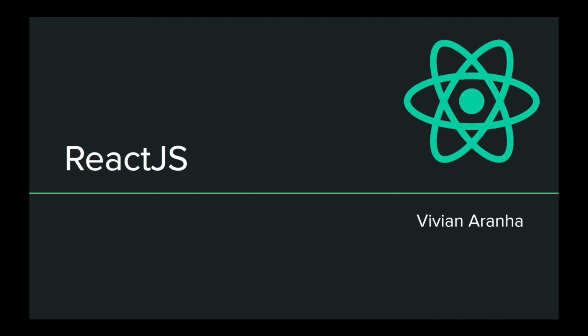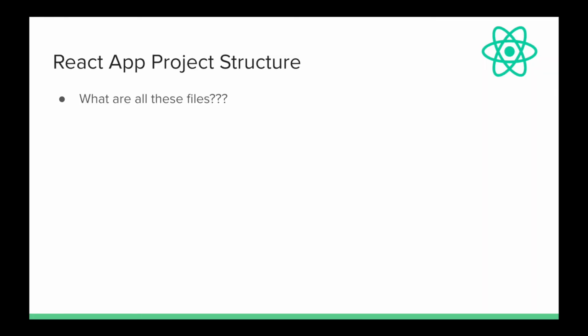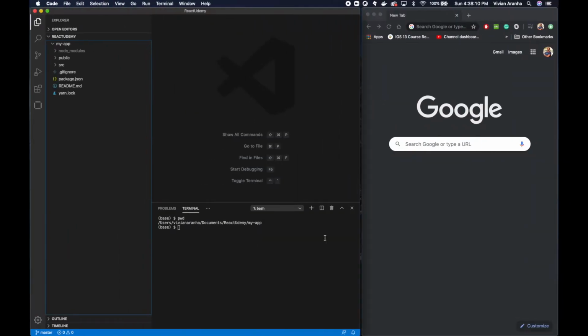This is Vivin here, and in the last class, we looked at how to create an app using the Create React App module. So in this one, let's look at all the files that it created and the project structure that we have with all these files. How and what are these files? So let's look at the project.